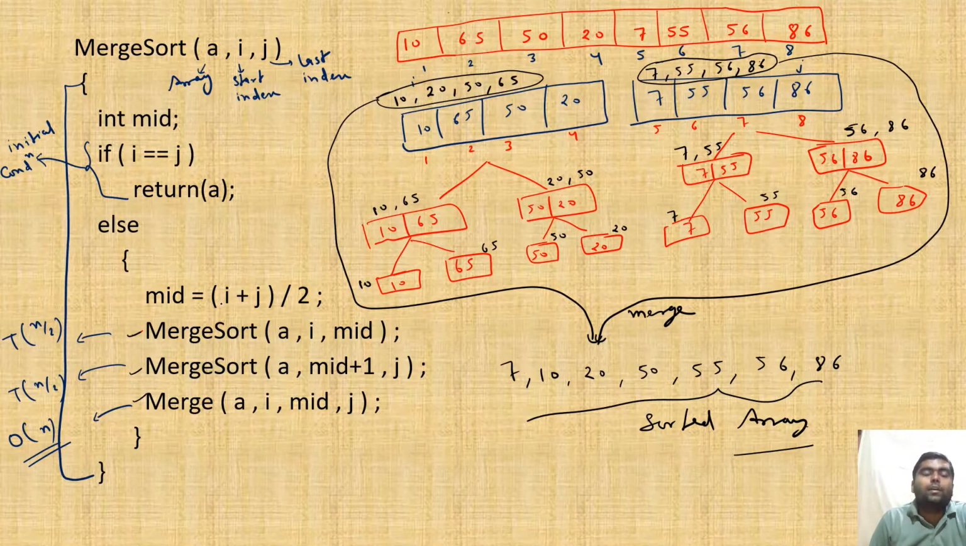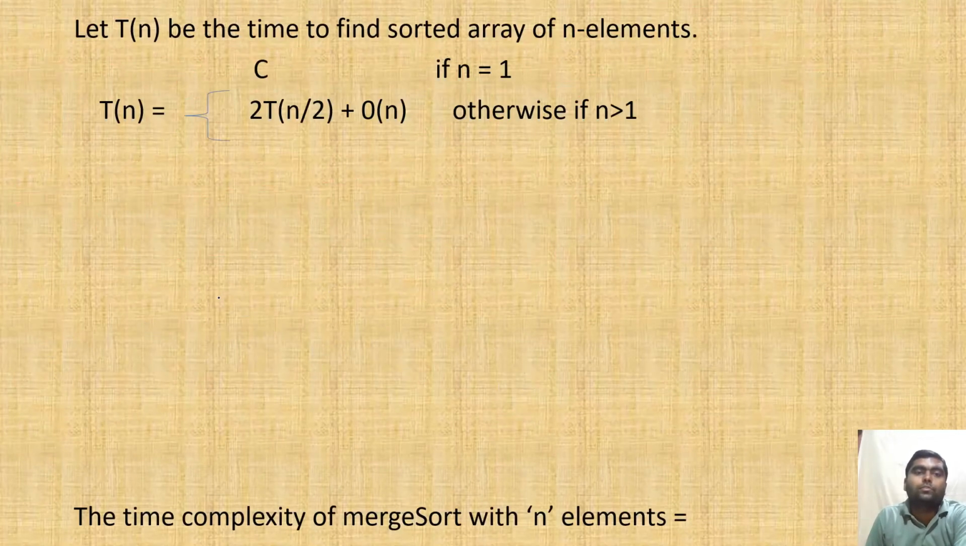And the original merge sort has n elements, so the time taken is T of n. That is written over here: let T of n be the time to find the sorted array of n elements. If n equals 1, meaning only a single element is there, we simply return that element, so that's why it is C. Otherwise, n greater than 1, so it is 2 times, meaning the number of subproblems, this 2 is what?